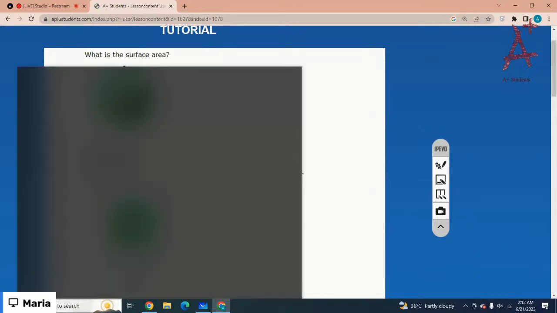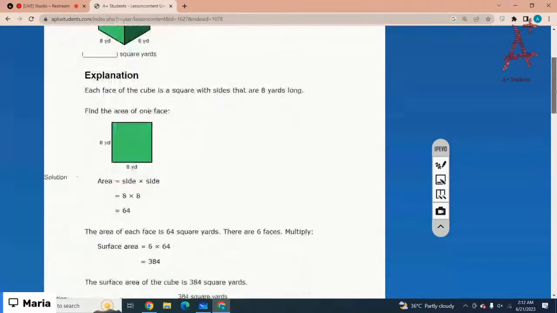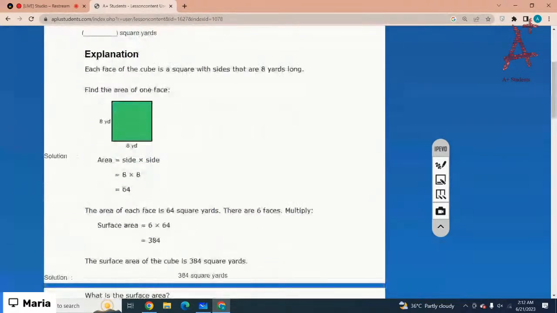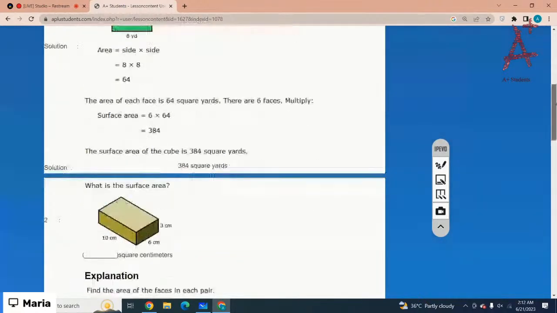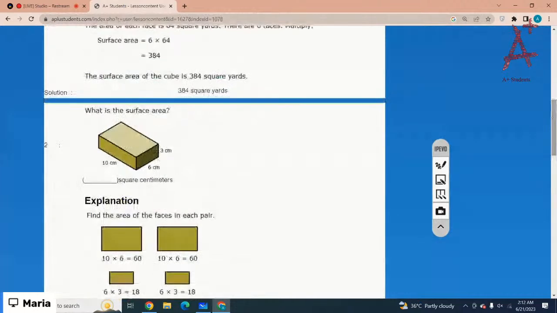Got it? But a cube has total 6 faces, so you have to do 6 times 64, that would be 384 square yards. The next one is, what is the surface area? You have to calculate the surface area.